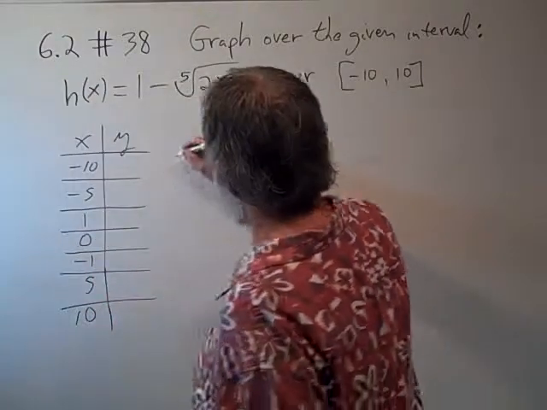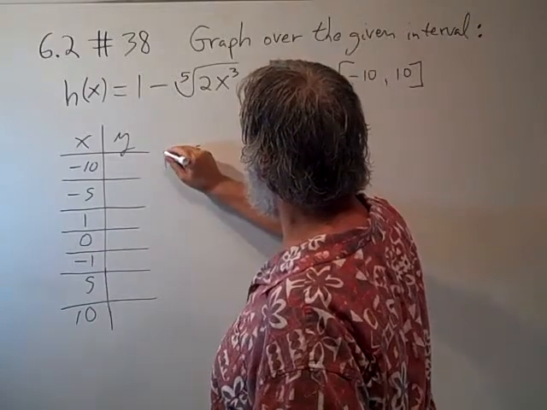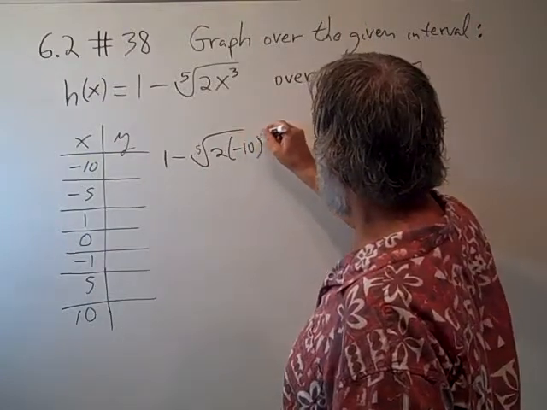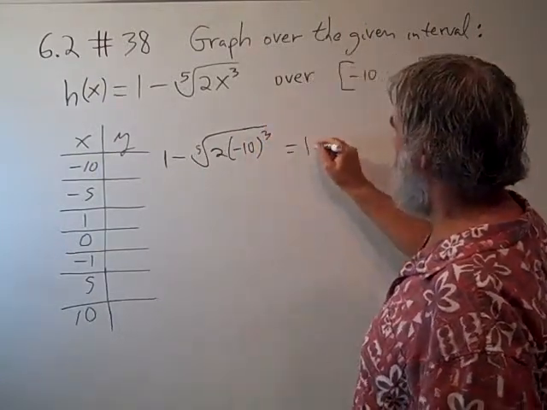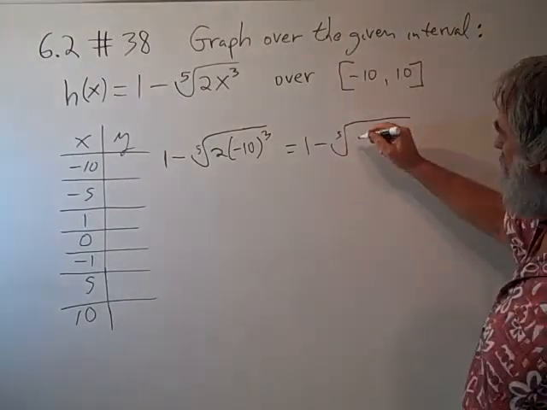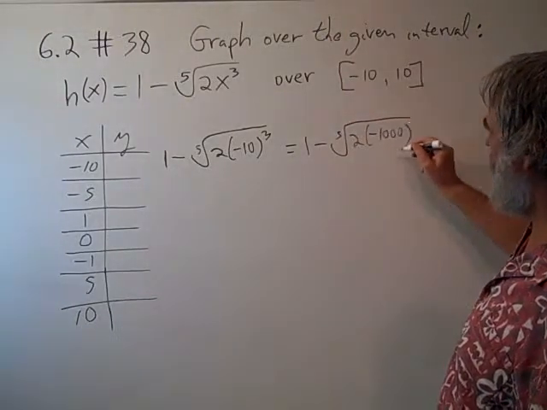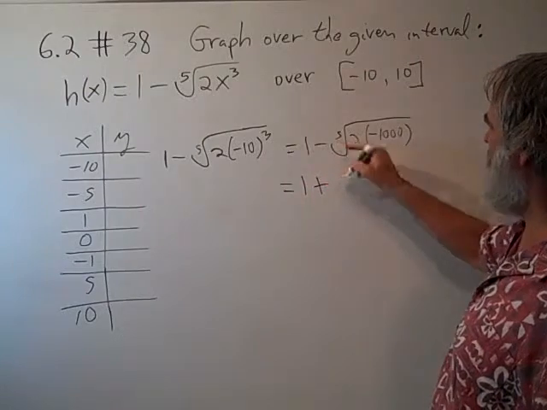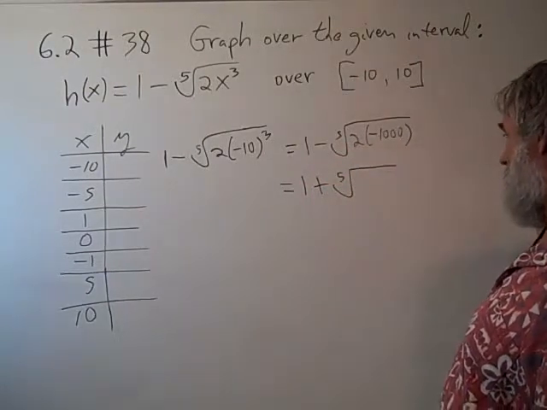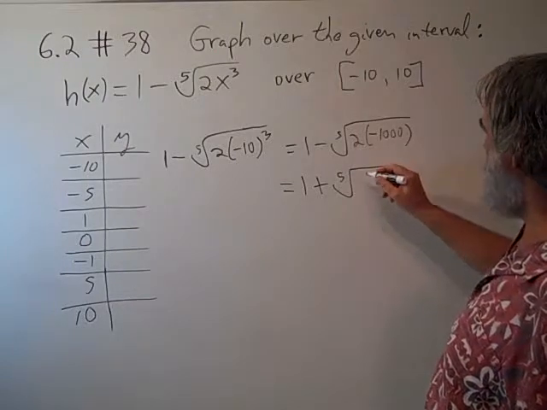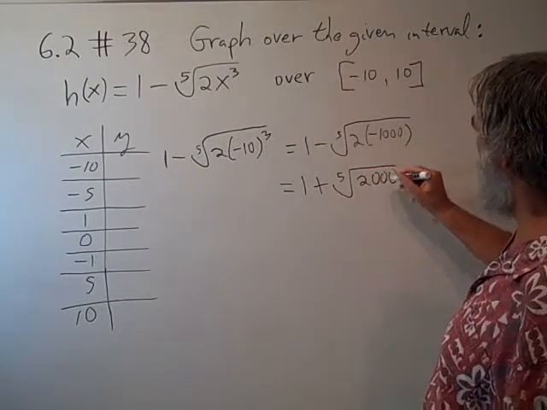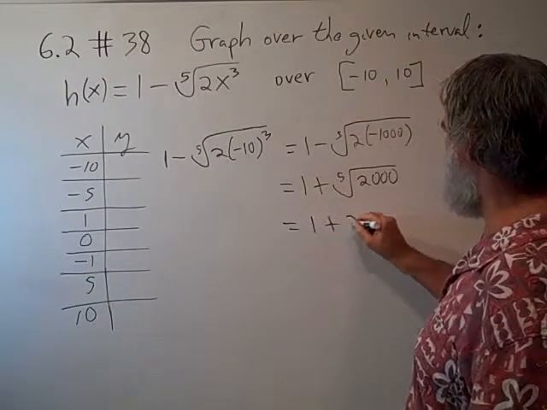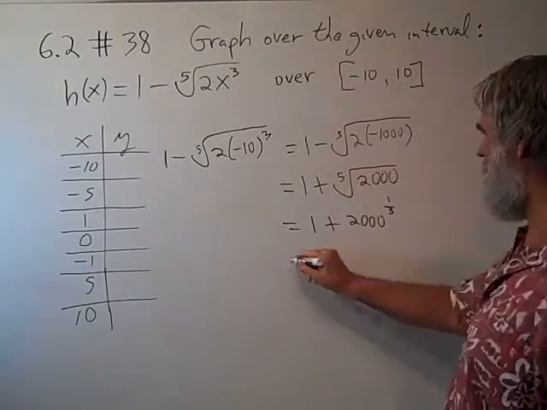So to begin with, the first one is going to be 1 minus the fifth root of 2 times negative 10 to the third, which is equal to 1 minus the fifth root of 2 times negative 1,000. And the negative can come out of the root, making that a positive, because it's an odd root. And so this is 2,000 in here. We could simplify that further, but we need a numeric approximation to this. So this is 1 plus 2,000 to the 1/5 power.